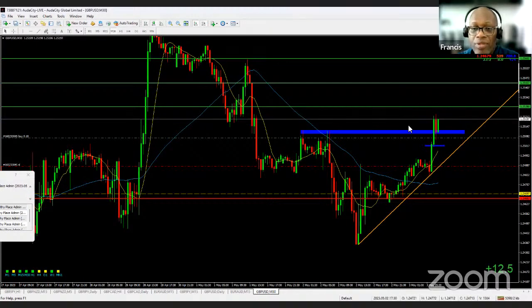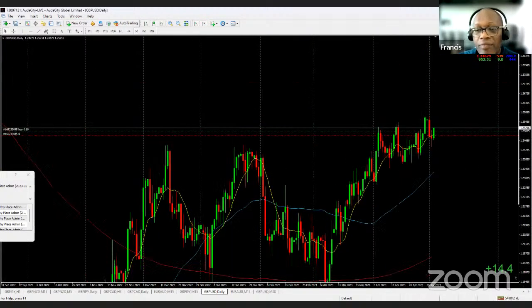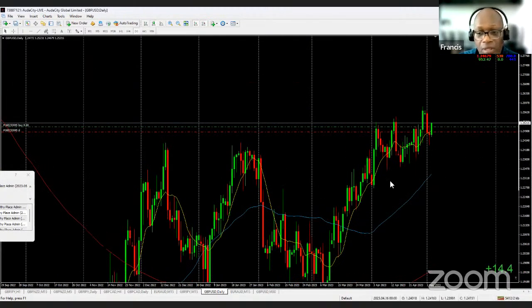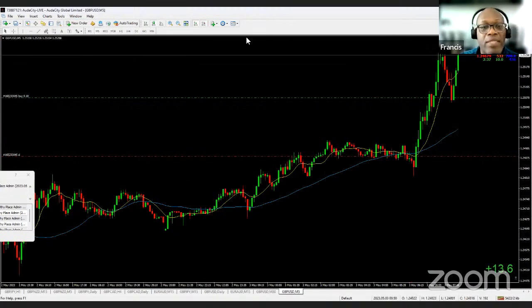The good thing is, where it is now, if you look left, you see there are clean candles. Let's see if we can use this one. Let me pull up a new one entirely.